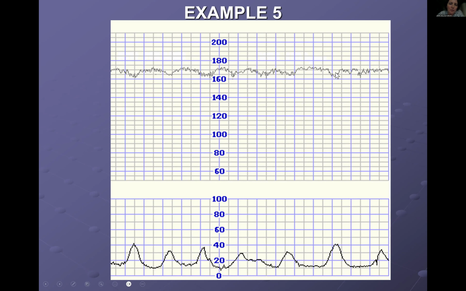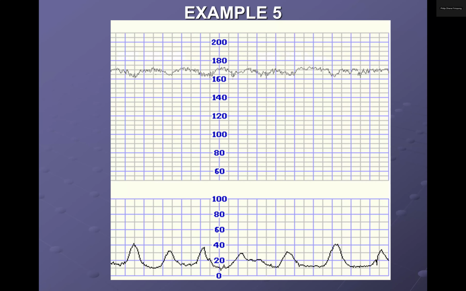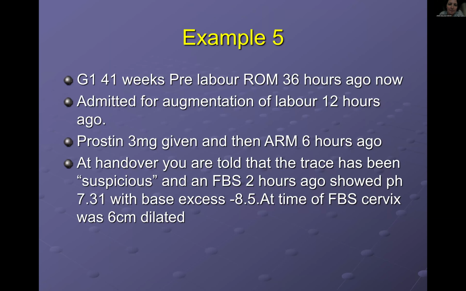So what would be your overall plan? Just taking you back to this, what's your overall plan? What would you do? For my assessment, this CTG is actually non-reassuring. I would say pathological. However, 6 hours ago, sorry, I've forgotten the hours. I think they said she was 6 centimeters. Was that 6 hours ago? Actually, this was 2 hours ago. They did the fetal blood sample 2 hours ago. 2 hours ago, she was 6 centimeters.